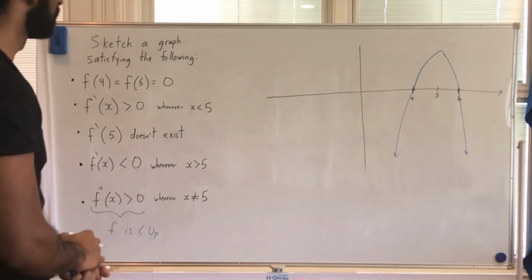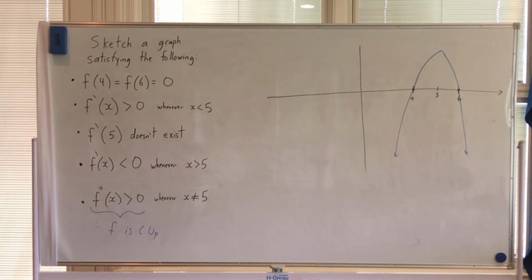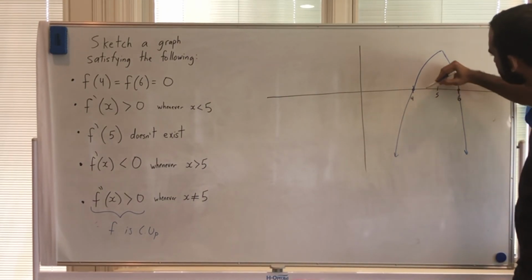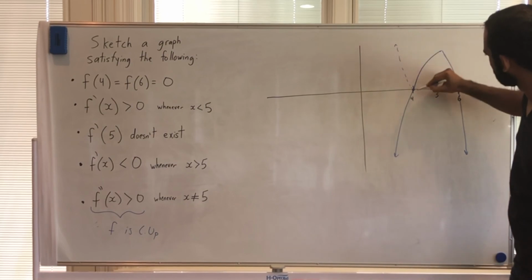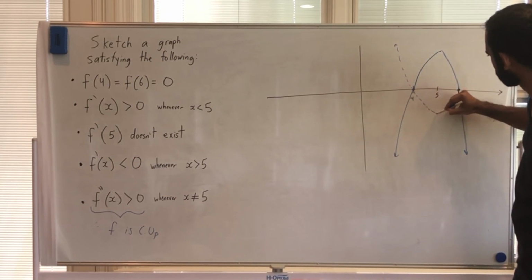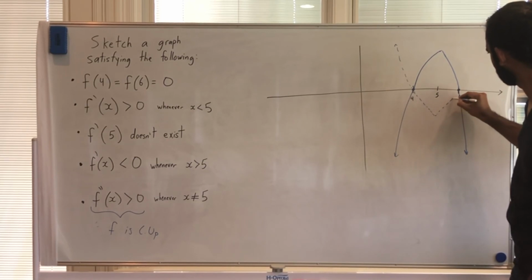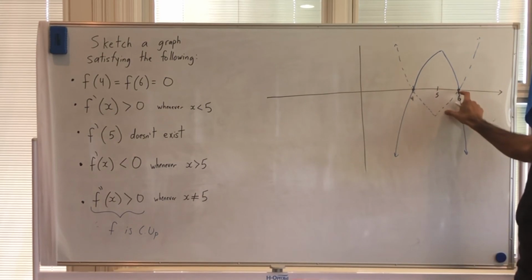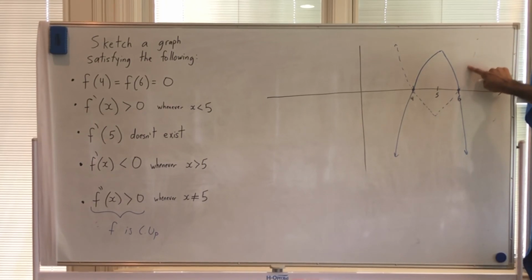Did that do it? Let's see. The problem is if you flip it vertically, then it breaks the other rules. It's like Sudoku. If you do it vertically, then even with a sharp point at 5, now my first derivative is negative there and it's positive there. So that's not going to work.